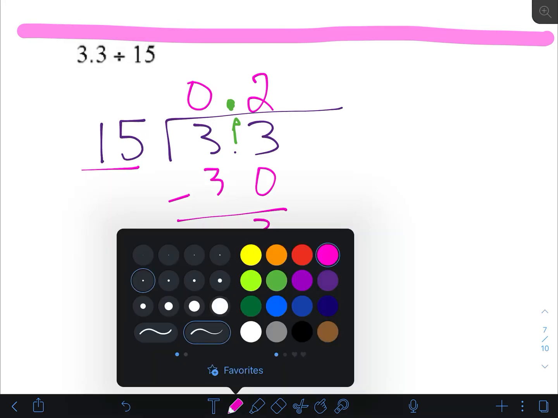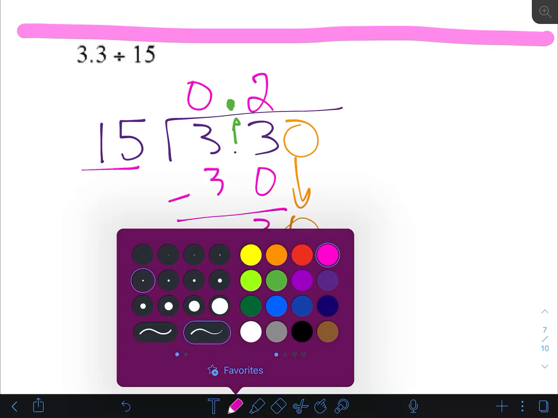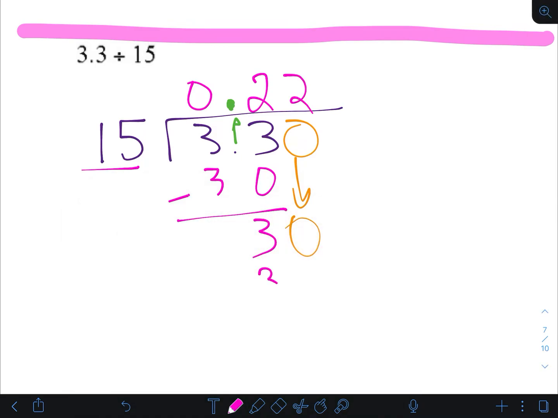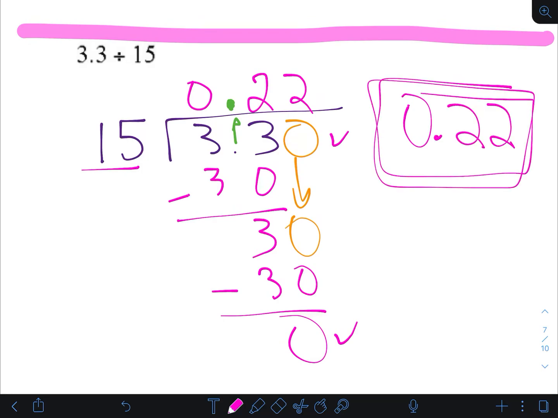Oh, now I got to add a 0, right? Bring it down, 30. Does 15 go into 30? It does. It does twice. Subtract it out, get 0. All done. Because you have a 0 here and no more numbers here. So my answer is 0.22. Good work.